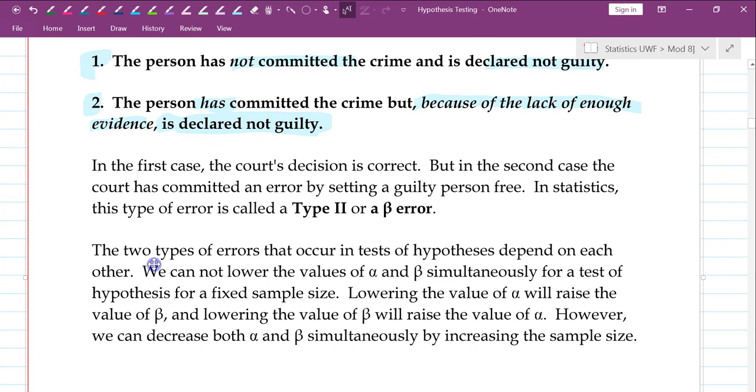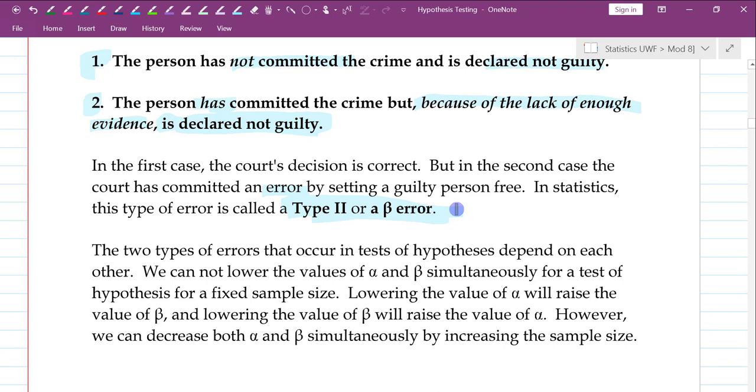In the first case, the court's decision is correct, meaning option 1 up here. But in the second case, the court has committed an error by setting a guilty person free. That would be option 2. They just didn't have the evidence to prove beyond a shadow of a doubt that the person did the crime. In statistics, this type of error is called a type 2 error or a beta error. Okay, so now we have an alpha error and a beta error, or type 1 error and a type 2 error.